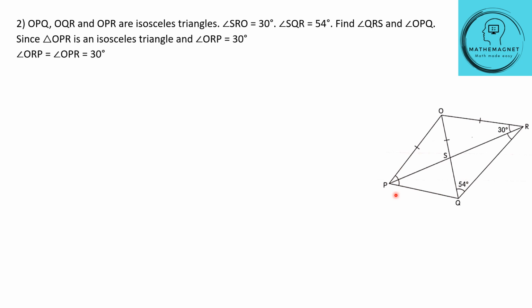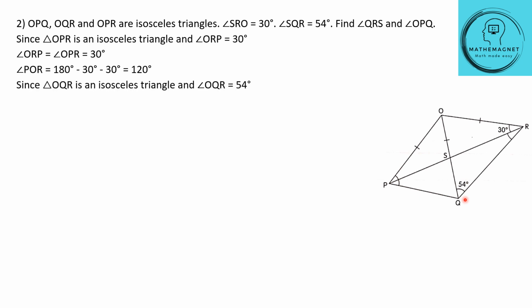Now we know the two angles in the triangle, so the third angle, which is angle POR, will be 180 minus 30 minus 30, which is 120 degrees. Now let's keep this aside and move on to the next triangle. I'm sorry, we'll go to the triangle OQR.